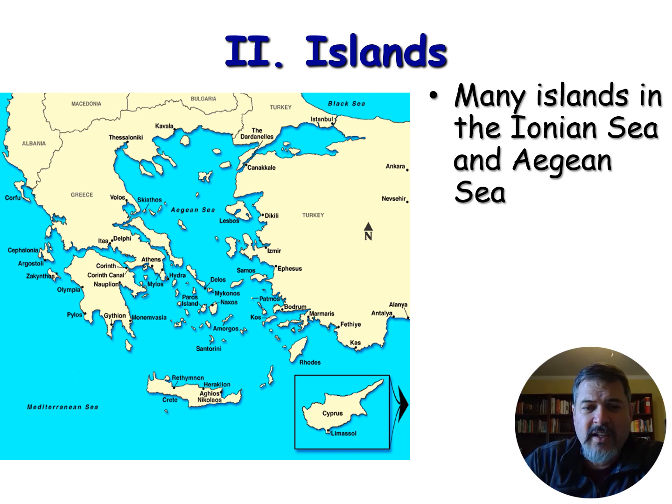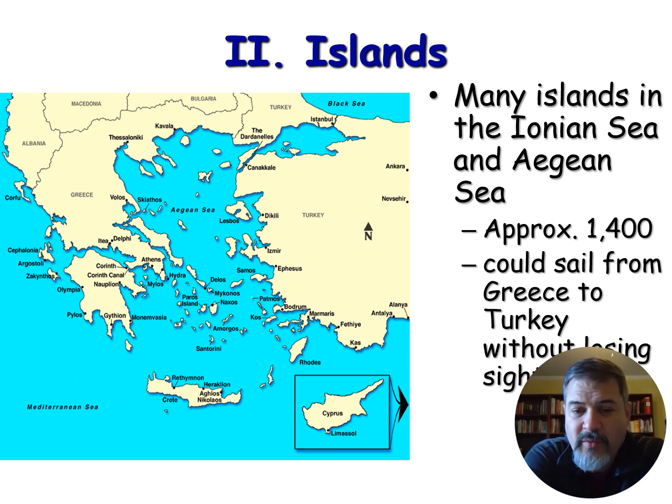Islands. Many islands in the Aegean and Ionian Sea, approximately 1,400 islands. You could sail from Greece to Turkey without ever losing sight of land. That's a huge deal. For one thing, it gave them confidence to go out on these oceans because you were always in sight of land. If you watch the Disney movie Moana, they didn't know what was beyond their island. They were scared. But the ancient Greeks could sail from mainland Greece all the way to Asia Minor, and you never lost sight of land. That was a huge confidence boost for them.